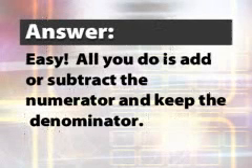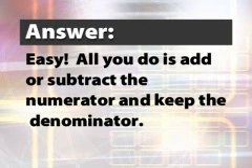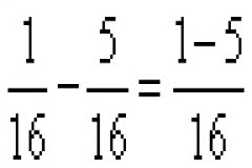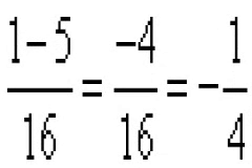Easy. All you do is subtract the numerators and keep the denominator the same. So here we have 1 minus 5 over 16. See how the denominator stayed the same? All we did was work on the numerator. So 1 minus 5 gives us -4 divided by 16. Then we can divide top and bottom by 4. This finally results in -1/4.